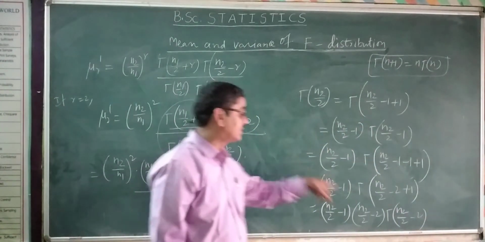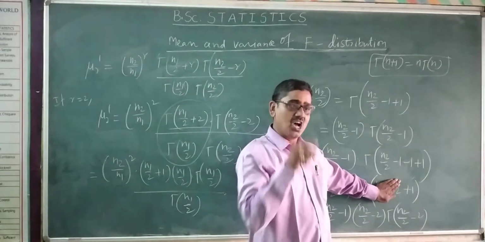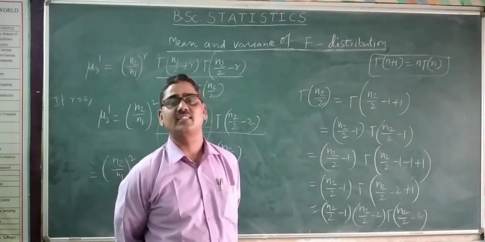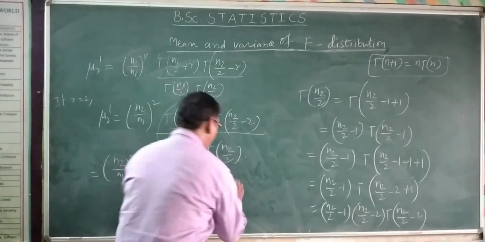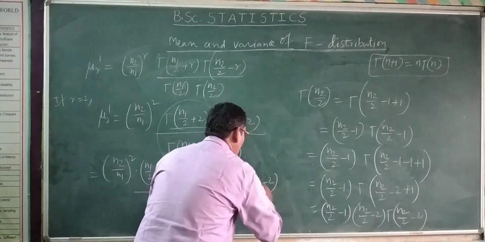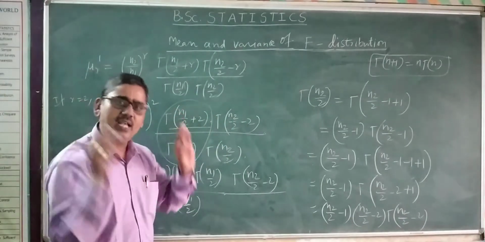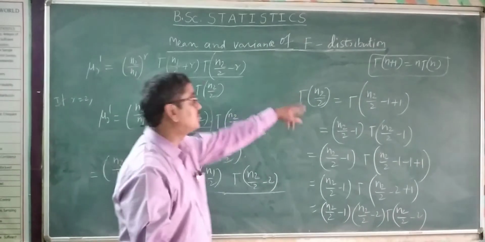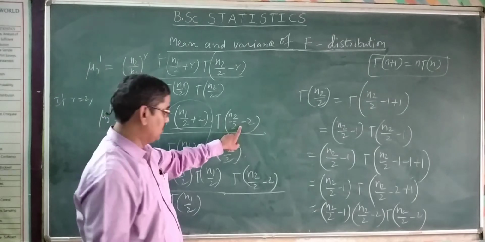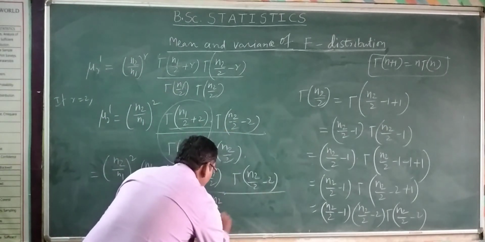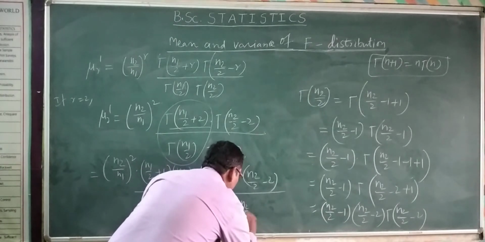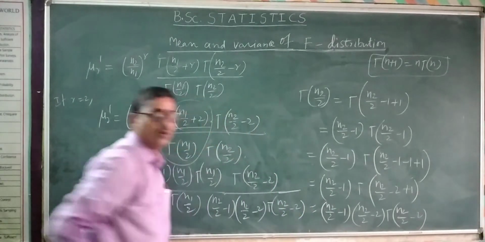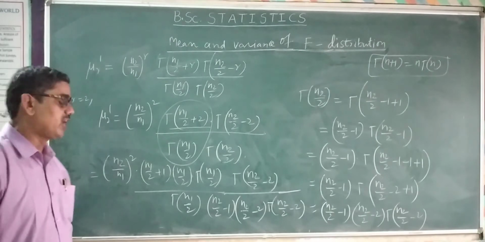Do you understand this? Now n2 by 2 minus 2 is m. Gamma m plus 1 is m into gamma m, that is n2 by 2 minus 2 into gamma of n2 by 2 minus 2. Do you understand that? So I write the formula here now. Gamma further is to be reduced to gamma of n2 by 2 minus 2. If you do it 2 times only, you are getting this gamma of n2 by 2 minus 2. Now this value is n2 by 2 minus 1 into n2 by 2 minus 2 multiplied by gamma of n2 by 2 minus 2. This is the way you have to calculate.